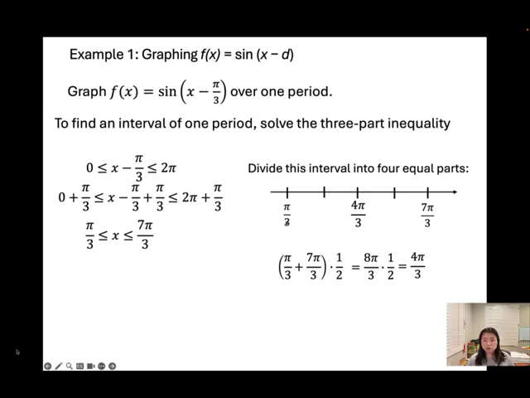Now we're going to do the same thing. We add up these 2 and then divide by 2 to get the midpoint here. Find the midpoint. That's 5 pi over 3 times 1/2, which is 5 pi over 6. That will be in the middle here. Last one, I want you to try adding up these two and then dividing by 2.